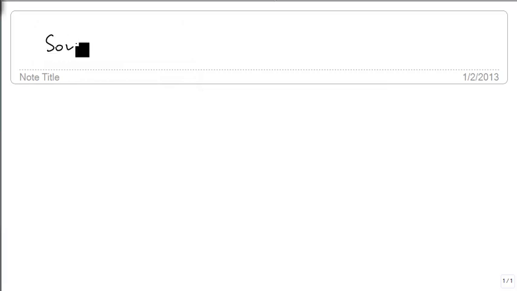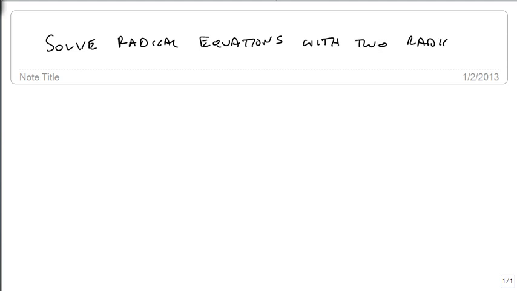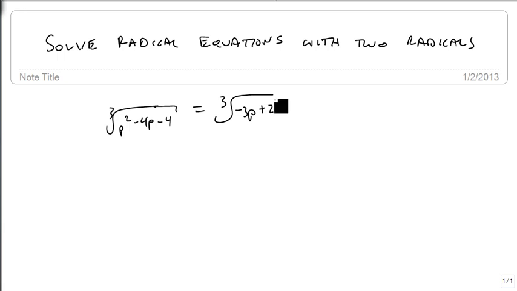Let's solve more equations, but this time let's solve radical equations with two radicals. And we're going to constrain ourselves now to simple cases. So let's start with the easiest case. What happens if all we have are two radicals? So the cube root of p squared minus 4p minus 4 equals the cube root of minus 3p plus 2.